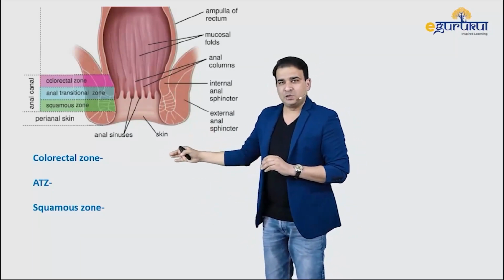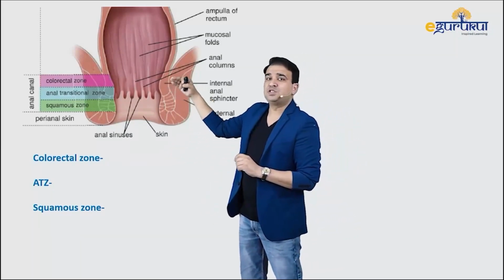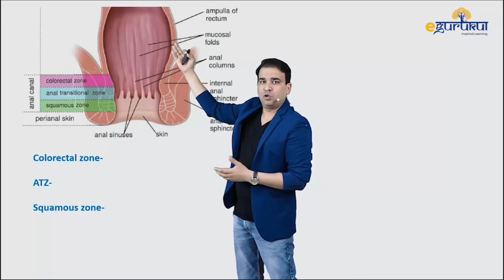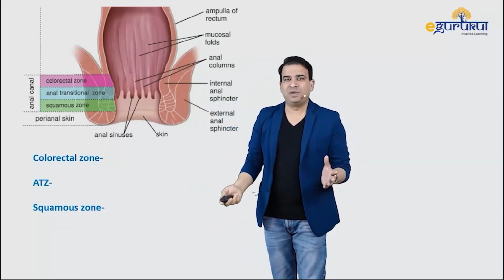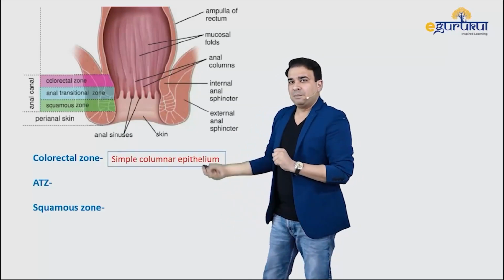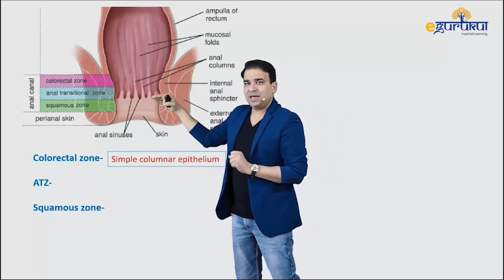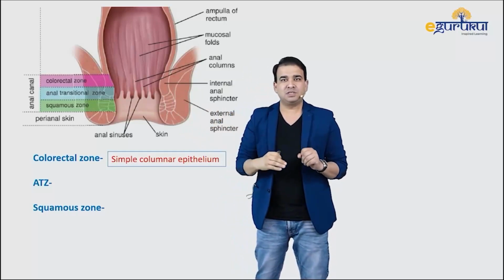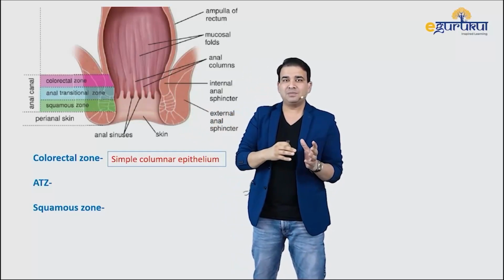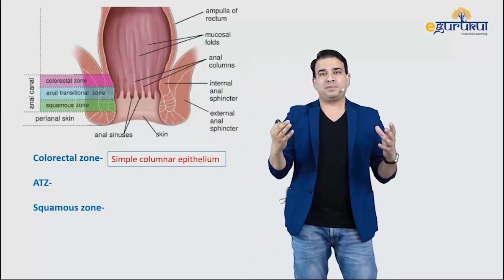The colorectal zone is having the lining epithelium which is just like the lining epithelium of the colon above. So it is the simple columnar epithelium with loads of goblet cells present there. But if the question is asked on the anal transition zone, the transition zone is having the epithelium which is now not the simple columnar, it becomes the stratified columnar epithelium.